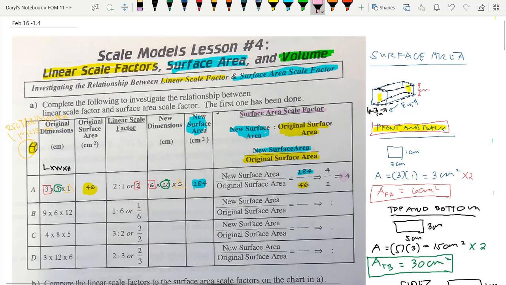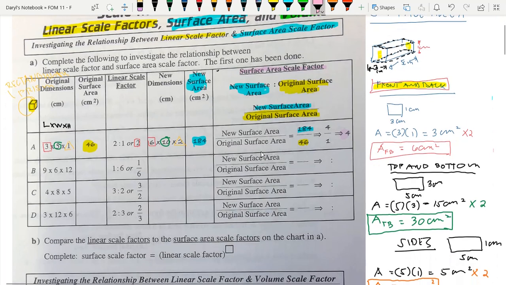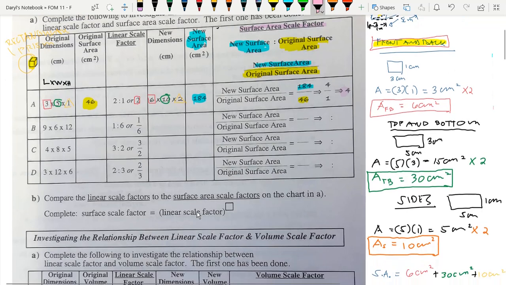Hello everyone. This is the second part of the surface area scale factor. Hopefully, before you watch this video, you tried completing this table and solving for the original surface areas of B, C, and D, as well as the new surface area. So in this video, we'll no longer show that one.